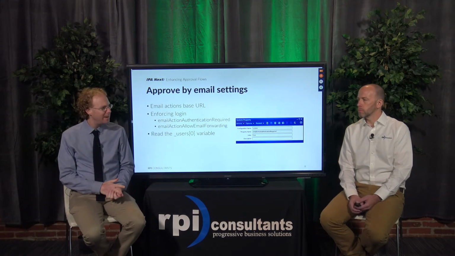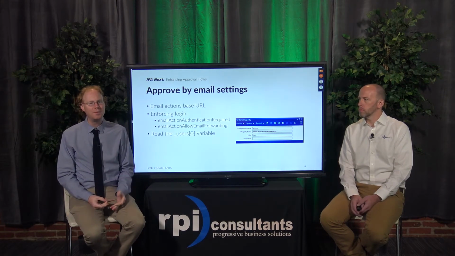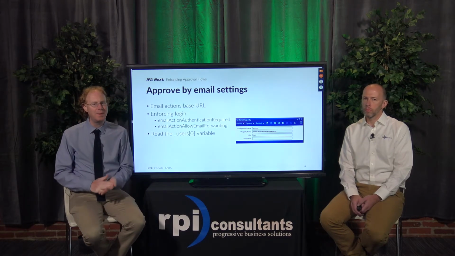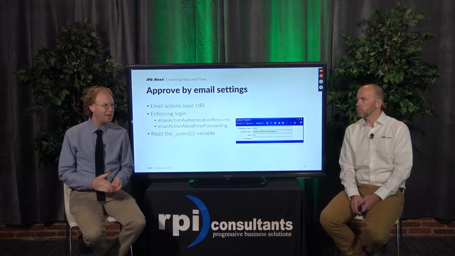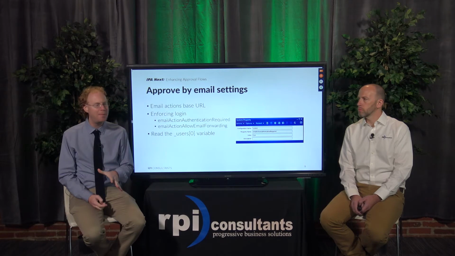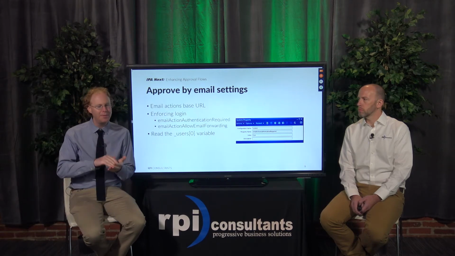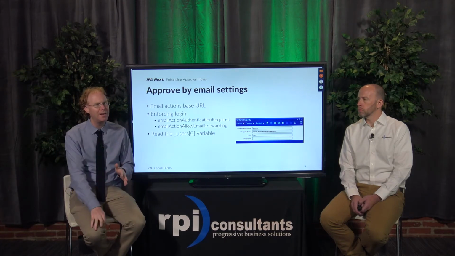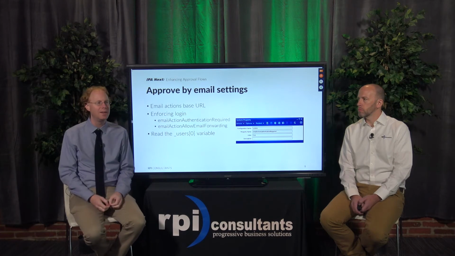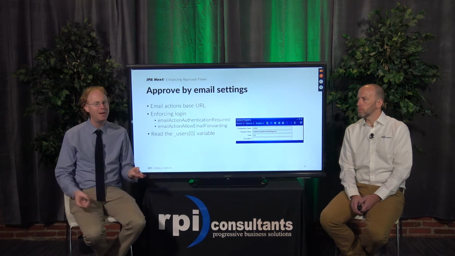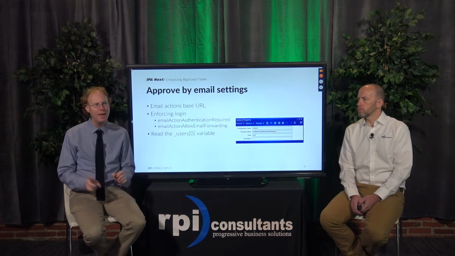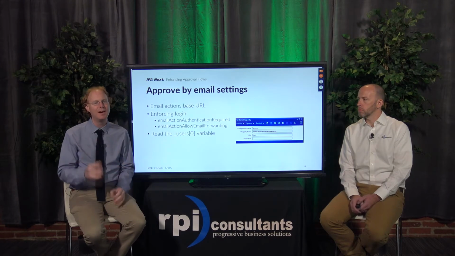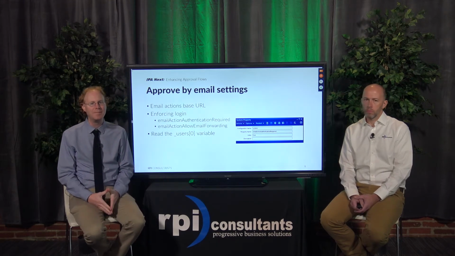There are a couple settings in IPA that we can use to control approve by email. One of them is the email actions base URL. This is set in your configuration set under the email tab, and that basically gets your approve links pointed to your Landmark server. This is an optional setting. Sometimes the system can correctly determine the correct URL. But if your approve links don't seem to be working and you're getting 404 errors, or it just doesn't seem to be connecting you to the right server, check out your email actions base URL setting.